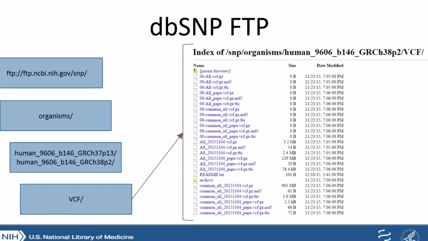Okay, so now if you're going to download dbSNP data from the dbSNP FTP site, specifically VCF files, you can go into the main NCBI FTP site, SNP, and then you'll go to organisms. Under organisms, you'll be able to find the human files. And so we have files that are mapped to both GRCh37 and GRCh38. You'll go to that, and then you can click on VCF, and you'll get all of the VCF files that are available for that. And as you can see, there's a few different variations.